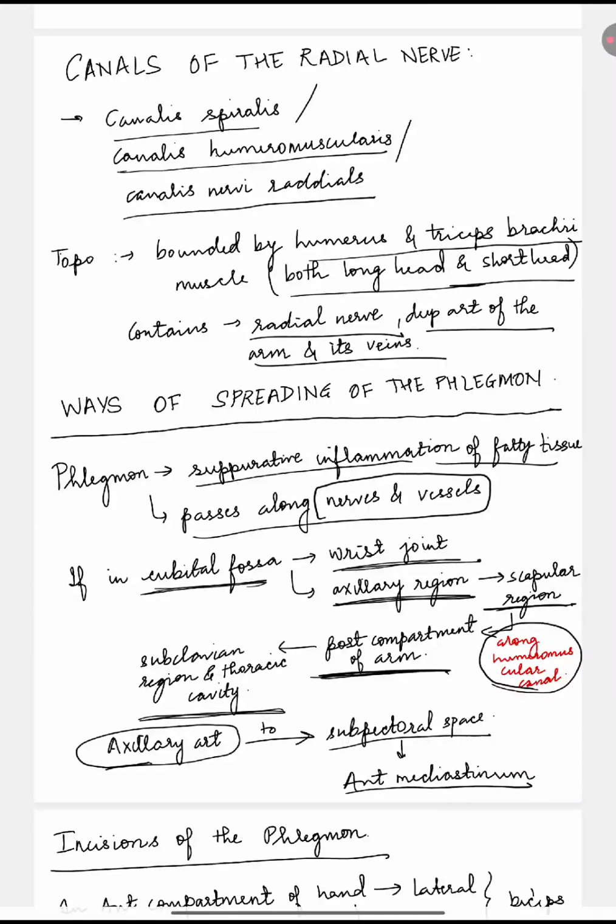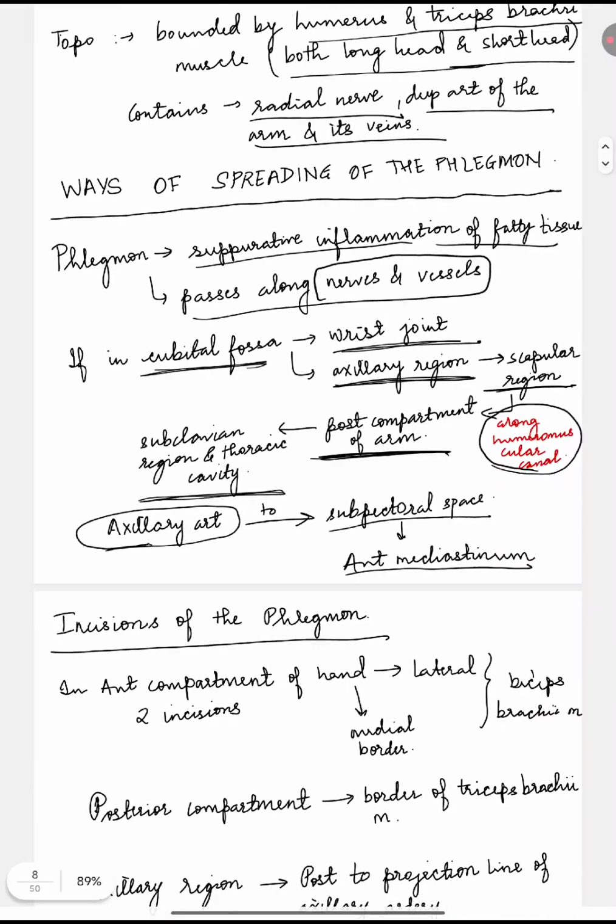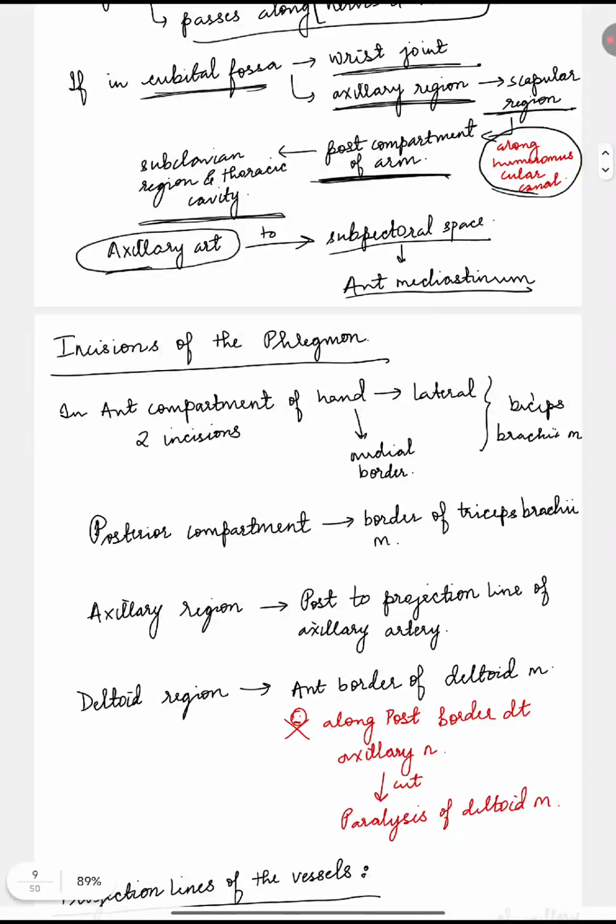Now, how do we make the incision for phlegmon? In the anterior compartment of the arm, two incisions are made, one along the lateral and another along the medial border of the biceps brachii muscle. In the posterior compartment, along the borders of the triceps brachii muscle.